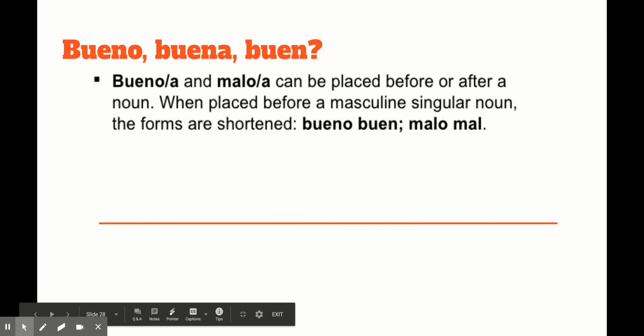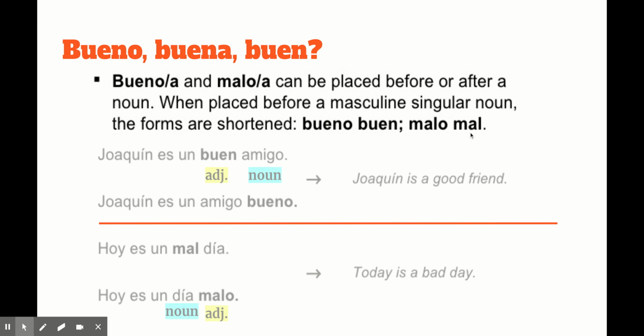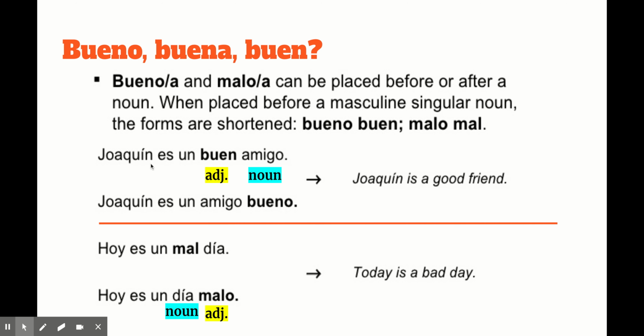Okay. The last two things we gotta talk about are these words bueno, buena, and buen. What? Yes, there are three. Bueno and malo, guys. Both bueno and malo can be placed before or after. Remember, some of them go before, some of them go after, but these ones can break the rules. The thing is, though, you have to be careful. When you're putting it before, it does something, and when you're putting it after, you do something different. So, if you're going to place the word before the noun, the adjective is shortened. Bueno is going to turn into buen. Malo is going to turn into mal. So it'll look something like this. Joaquín es un buen amigo.